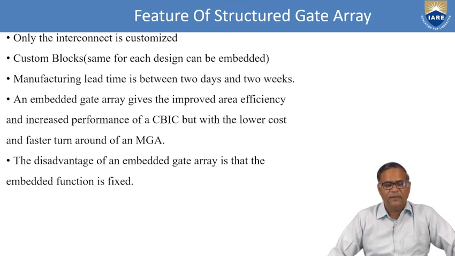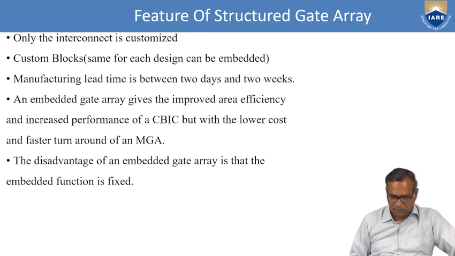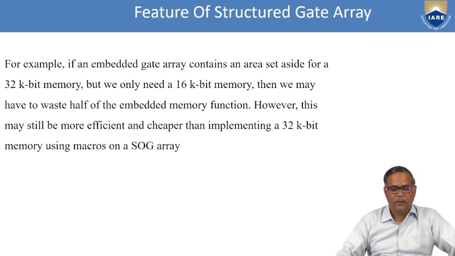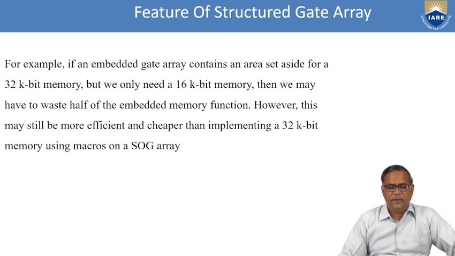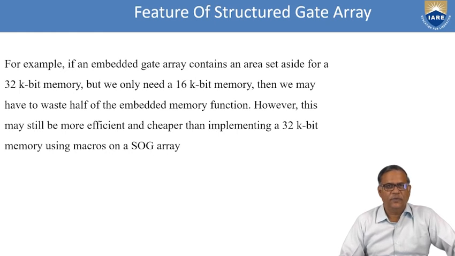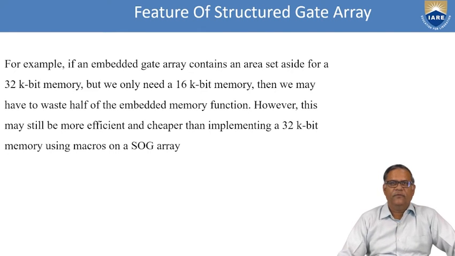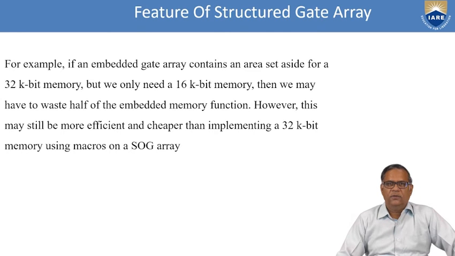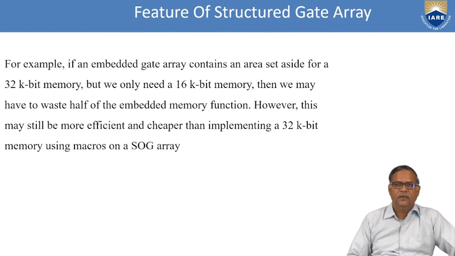The disadvantage of embedded gate array is that the embedded function is fixed. You cannot change the function of the embedded block. For example, if an embedded gate array contains an area set aside for a 32 kilobit memory, but we need only a 16 kilobit memory, then we may have to waste half of the embedded memory function. However, this may still be more efficient or cheaper than implementing a 32 kilobit memory using macros in SOG array.